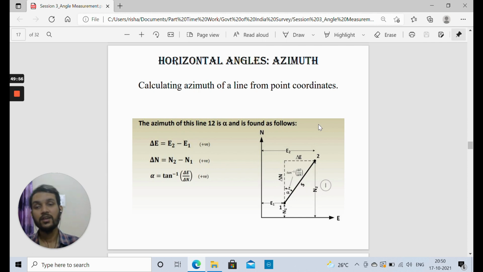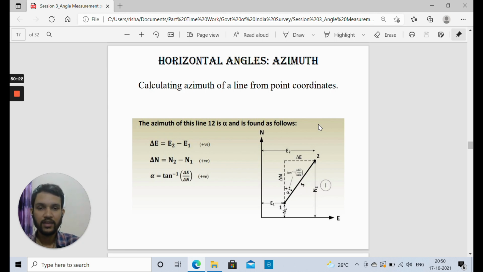Next one, the last application of this is that we can even calculate the azimuth of a line from point coordinates. Suppose we have already laid the line, we have calculated the distance, or you can say the coordinates of the stations are known to us. Suppose there is a line AB, where point A has coordinates of 50, 70, and point B has coordinates of 80, 100. From that we can get to know the horizontal difference between those two points and the vertical difference between those two points.